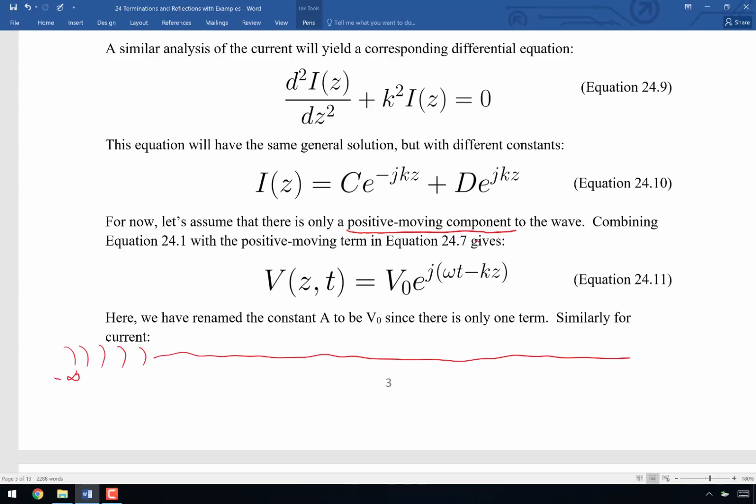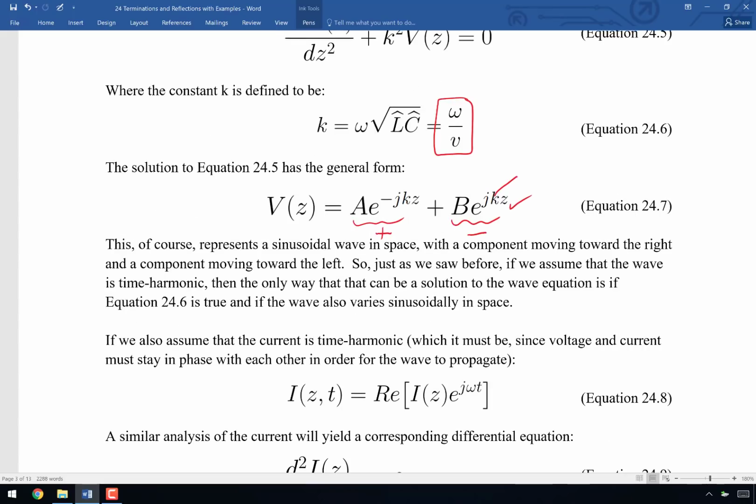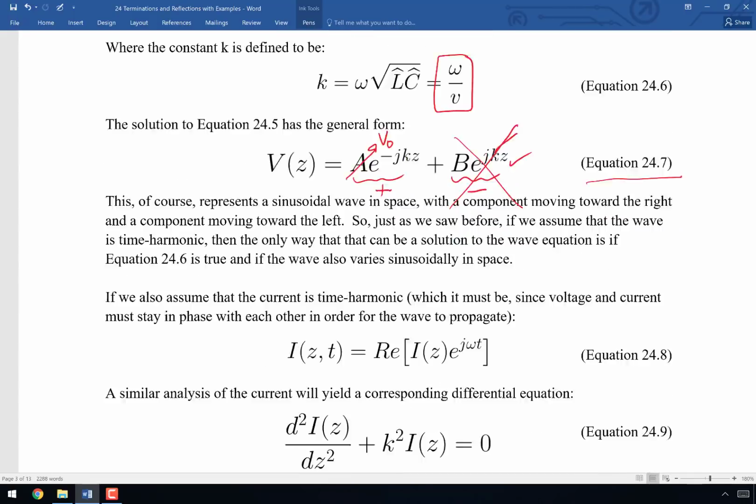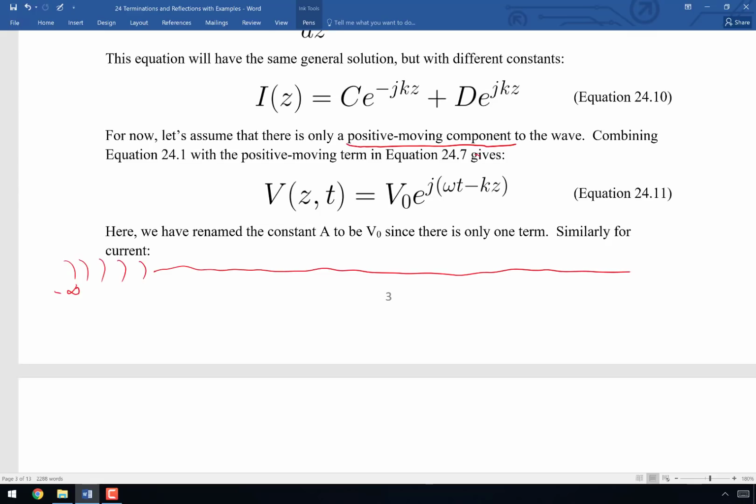Well, what we would really like to find out is the current associated with that voltage. Notice that in equation 24.11, I have taken my solution from 24.7 and said I'm not going to have a negative moving wave, only the positive moving wave. And just to make things simpler, I'm going to rename this V sub 0. That's really all I did to go from equation 24.7 to equation 24.11.